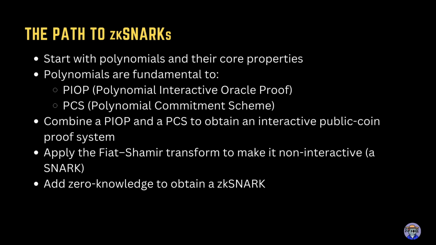Once we're comfortable with those, we'll introduce two key tools, PIOPs, which stand for Polynomial Interactive Oracle Proofs, and PCSs, or Polynomial Commitment Schemes. We're going to need both of these, and it's no accident that they each start with the word polynomial. After that, we'll see how a PIOP and a PCS can be combined to give us an interactive public coin proof for arbitrary computations. From there, we'll apply the Fiat-Shamir transform that we learned about to remove interaction and turn that proof into a snark. Finally, we'll add zero knowledge on top, transforming the snark into a zkSNARK.